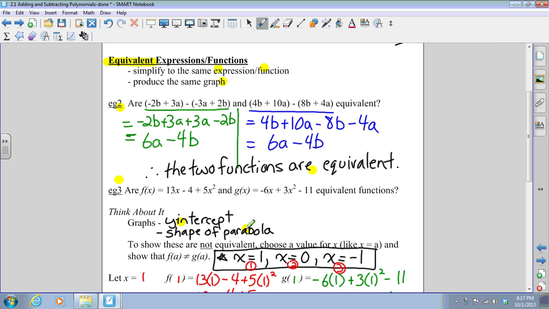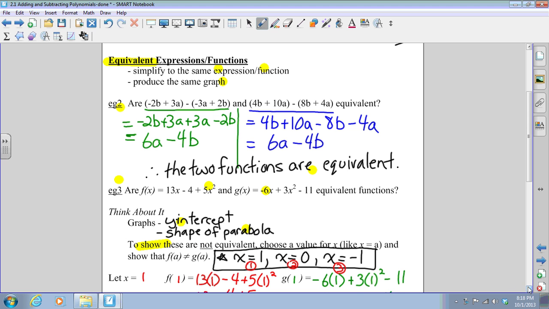The second part is to take a look at the shape of the graph, i.e. look at the a value. The step pattern has to be exactly the same. So a in f(x) is 5, whereas a in g(x) is -6. So there's another way we can tell that they're not equivalent. But to show or to prove that these are not equivalent, we just choose any value for x. You could choose 1, 0, -1, and show that f(a) does not equal g(a).